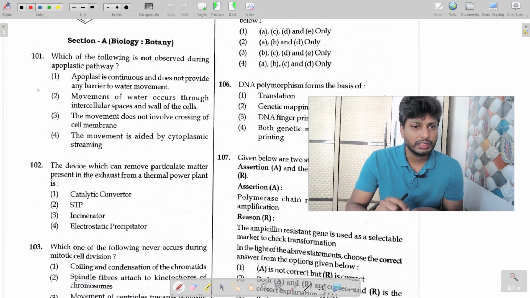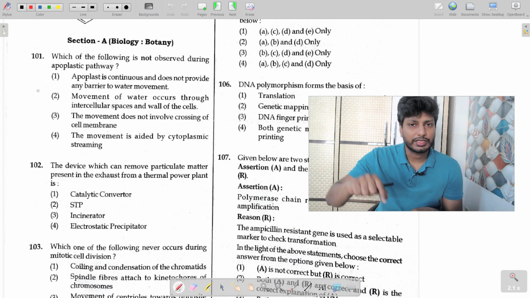The first option says that apoplast is continuous and does not provide any barrier to water movement. Yes, of course it is true, because water is traveling through the cell walls, so there is no barrier to the movement, and it is a continuous movement. So option number 1 is absolutely true. So this is not the right answer, right? Because we have to go with the wrong statement.